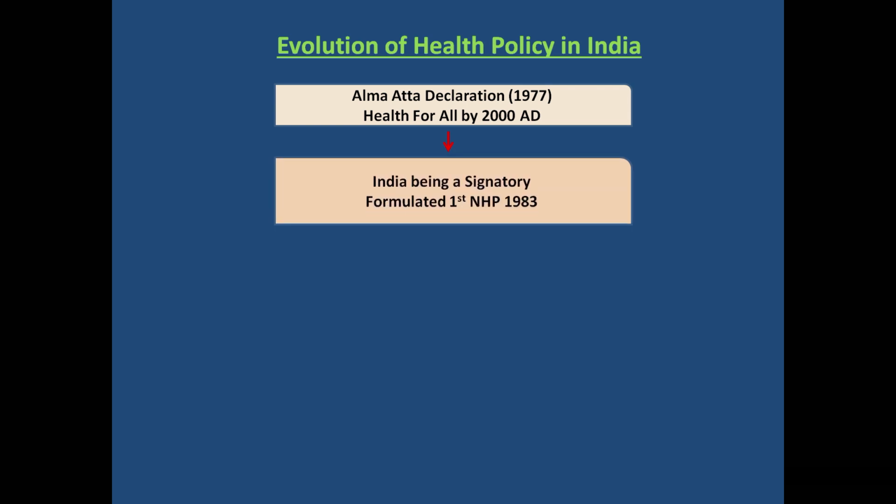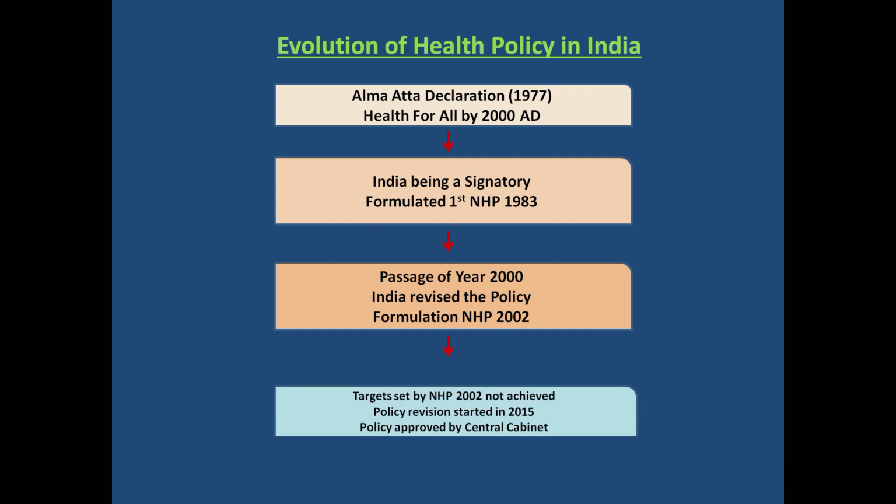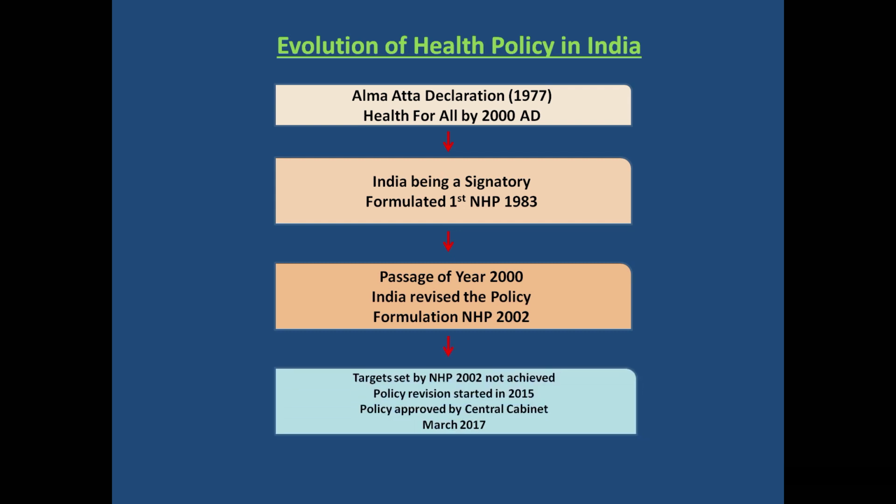India formulated its first national health policy in 1983. Then some changes were required as we found that over the years things had changed. Therefore, a revision was brought in 2002. So we had another national policy in 2002. Then lately, as we went through evaluating and reviewing the policies, programs and outcomes of these policies, we found that certain targets had not been achieved. Therefore, policy revision was contemplated in 2015, and the policy document was approved by the cabinet in March 2017. This is the latest version of policy that we have.